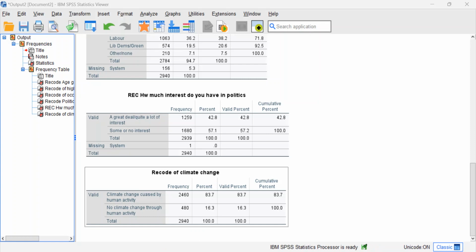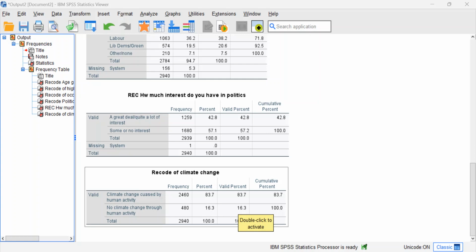The reason I've reversed the ordering is that it makes the modelling a little bit more straightforward. But don't worry too much about that. But if you are going to run a logistic regression model, then I would recommend that you recode this variable this way around. The actual values behind this, I've set climate change caused by human activity as 0, and I've set no climate change for human activity as 1. So that's how I've recoded the climate change variable.